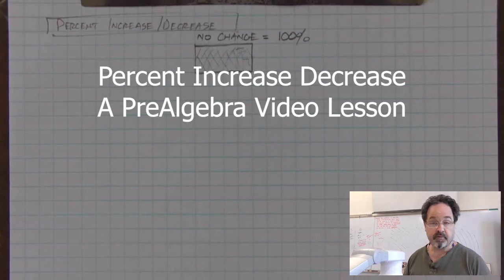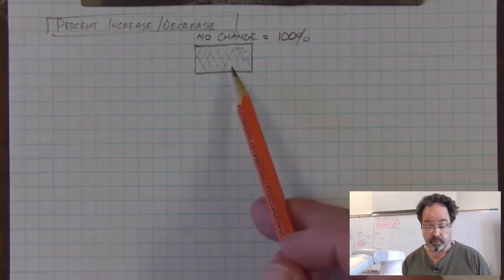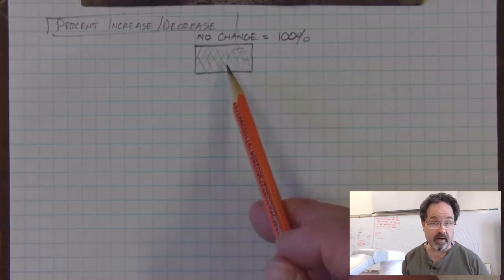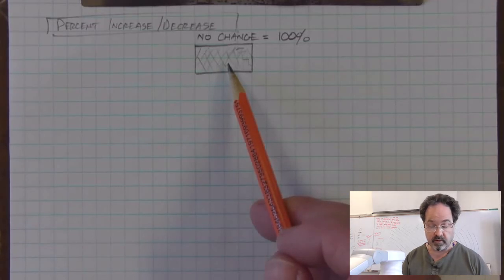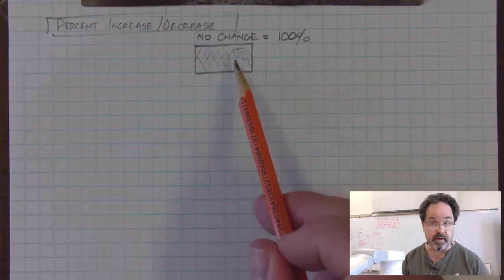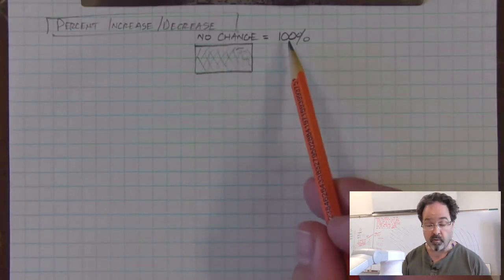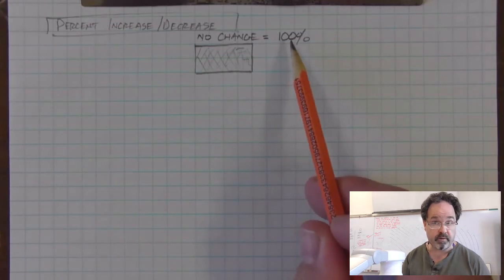This is a video lesson on percent increase and decrease. We're going to think of change as percentages. And before we change, we want to understand that what we have to begin with before change occurs, we want to think of it as having 100% of a quantity.